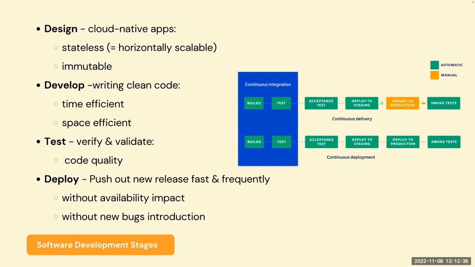And immutable is usually used in containerized environments, where once you run your container, you cannot modify or make any changes in the file system of the container. For example, they are read-only. And the next step is development, where you are writing clean code.